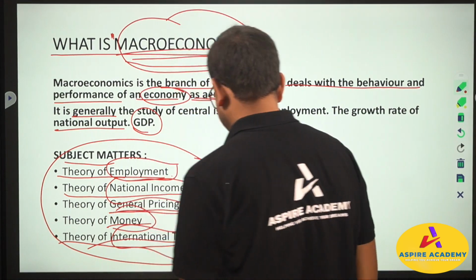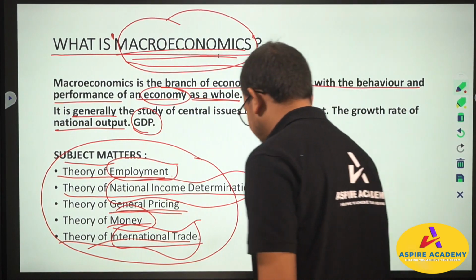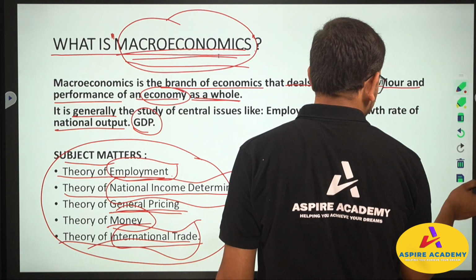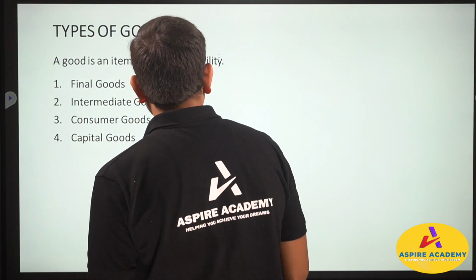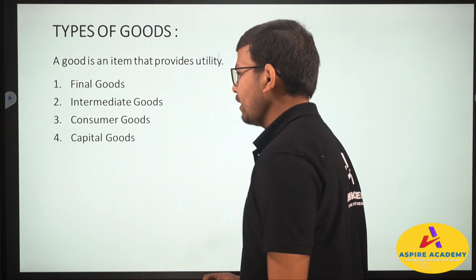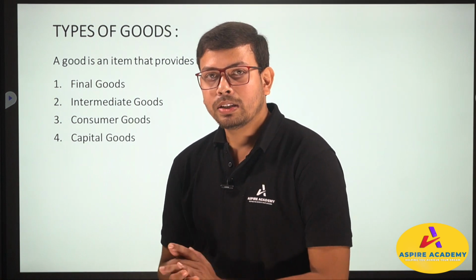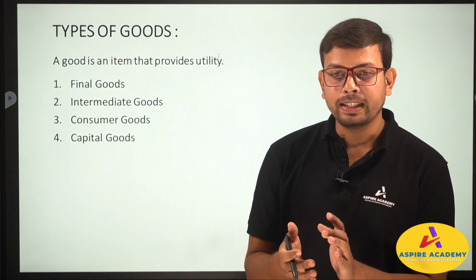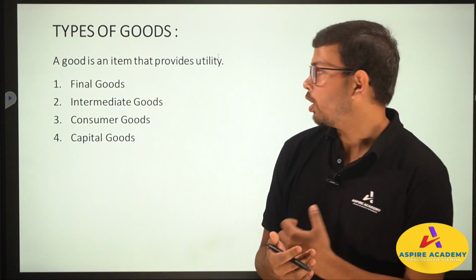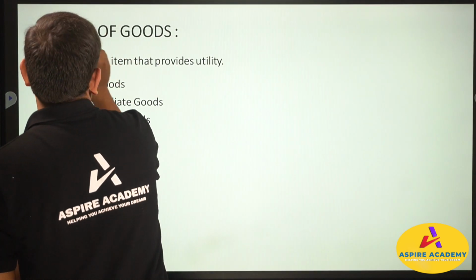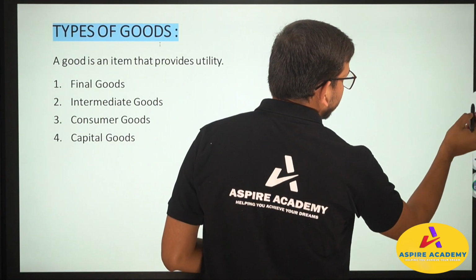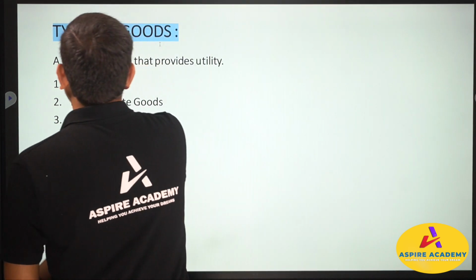Is that clear? I guess so, because it's not that tough, and moreover students like you who are very brilliant in understanding don't need to go further. Now let us come to the next topic, that is, what are the types of goods? What are the types of goods that are being produced in an economy?